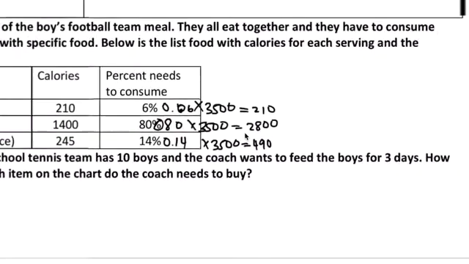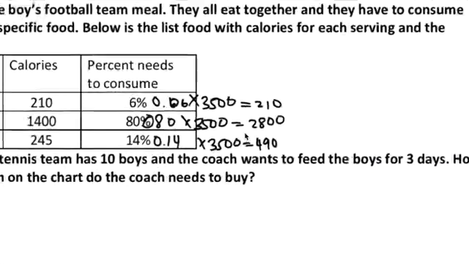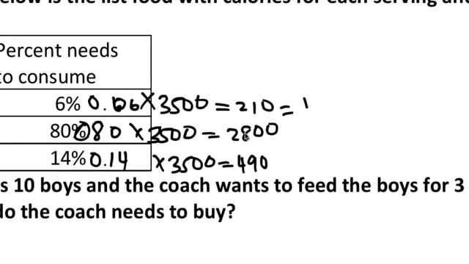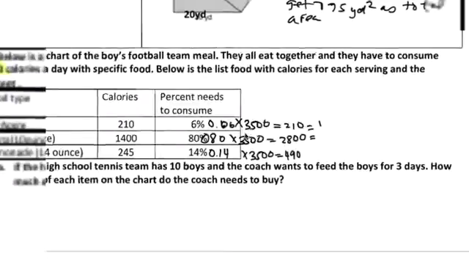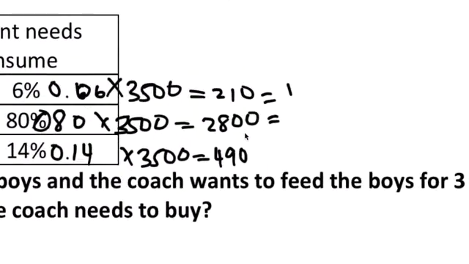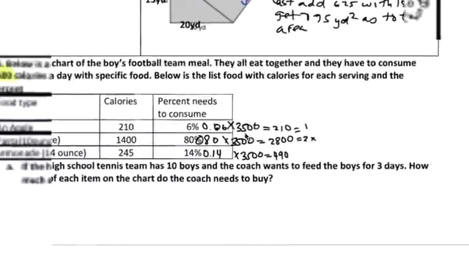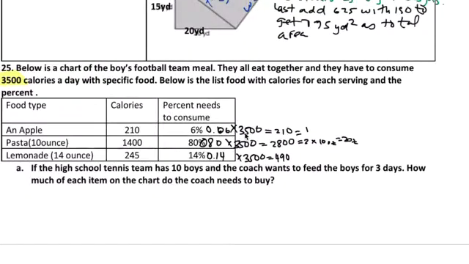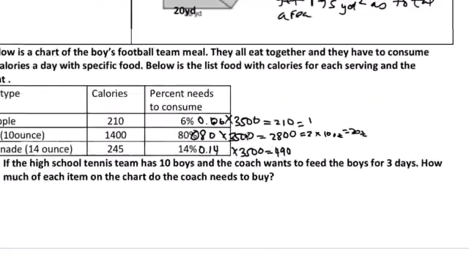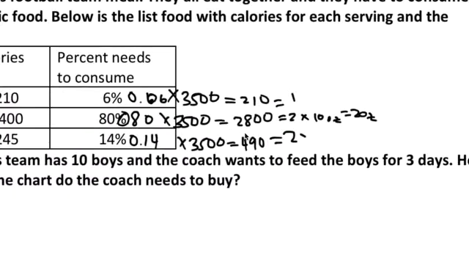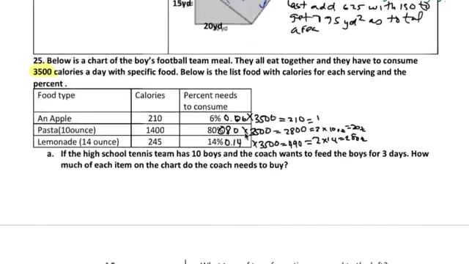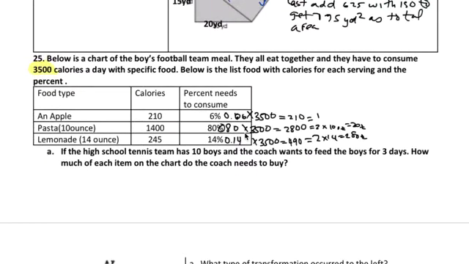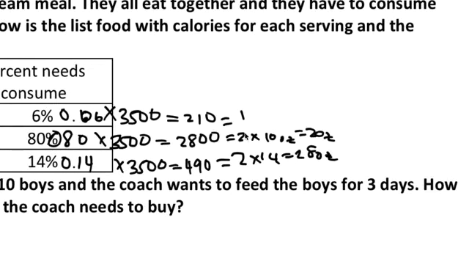Okay, so you get 1 apple here. You get 2 servings, times it by 10 ounces, 20 ounces, and 14 ounces, 2 times 14 is 28 ounces of Gatorade a day. So one boy needs to eat 1 apple.